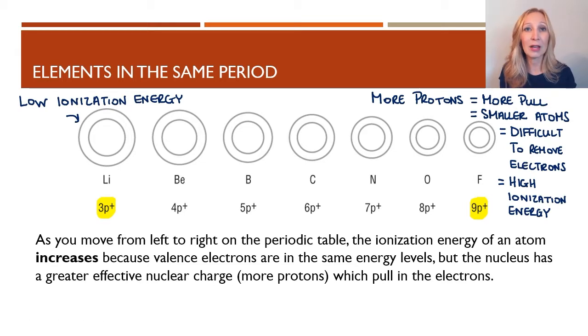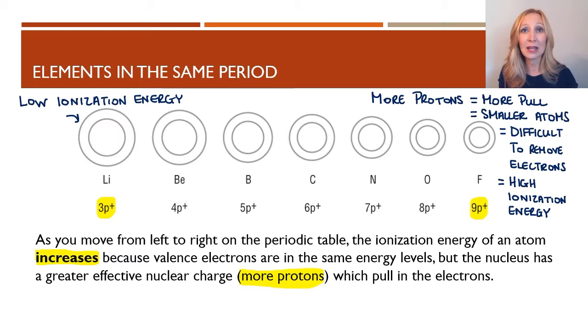So here we go. As we move from left to right on the periodic table, the ionization energy of an atom increases because valence electrons, even though they're in the same energy levels, experience a nucleus with a greater effective charge. So really what that means is we have more protons in the nucleus, and those protons will be pulling in the outer electrons.